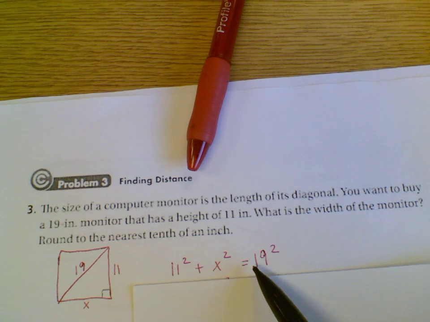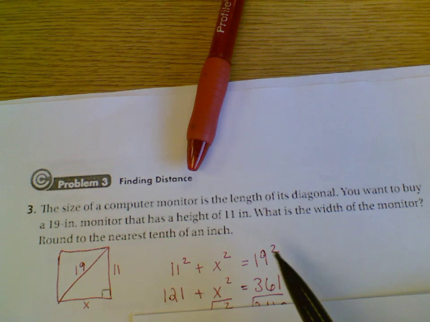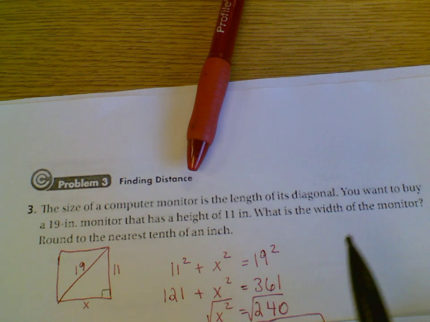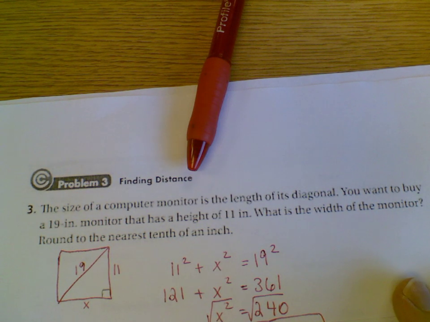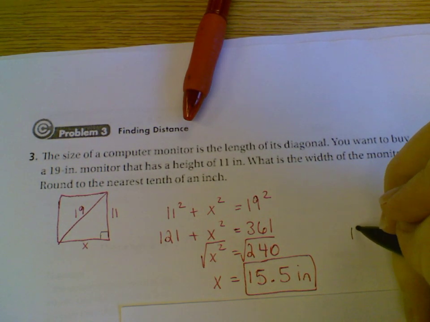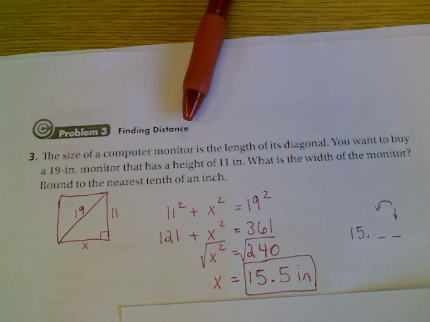So 11 squared plus x squared equals 19 squared. I simplified. I got 121 for 11 squared and 361 for 19 squared. I subtracted 121 and got 240. And then this says that I can round to the nearest tenth, so I would just plug into my calculator the square root of 240 and round to the nearest tenth, so 15.5. So remember, when you're rounding to the nearest tenth, you're looking at the number that is in the hundredth spot to tell you how to round in the tenth spot.